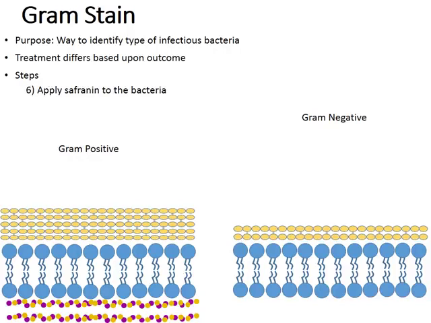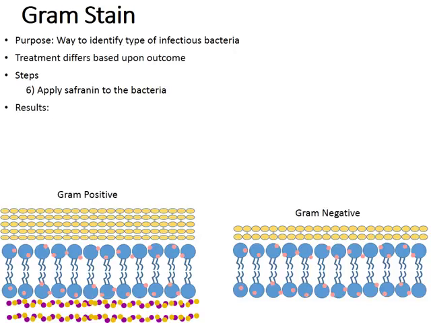So the next step is to apply a reddish colored dye called safranin. And so here's safranin being added, and what happens is the red pinkish safranin molecules pass through the cell wall and actually bind with the lipids of the phospholipid bilayer. And so now we can actually see the results of a gram stain underneath the microscope.